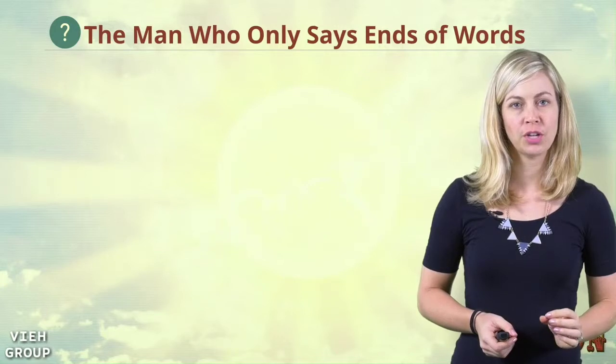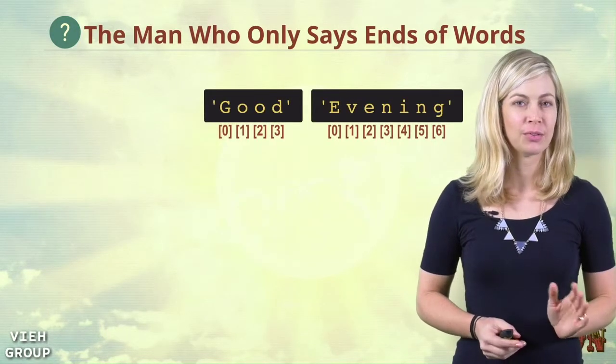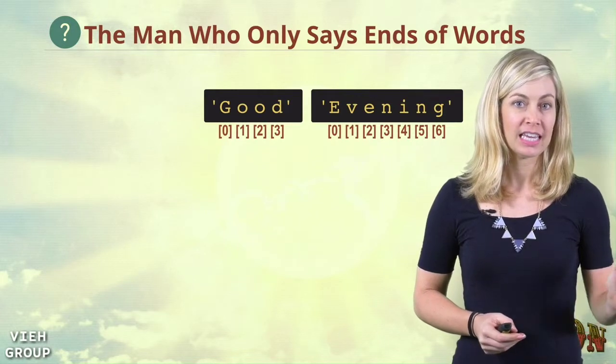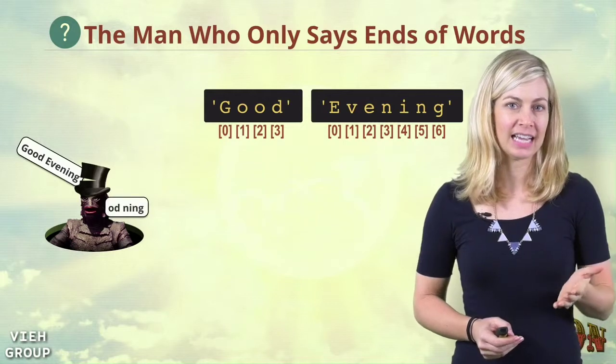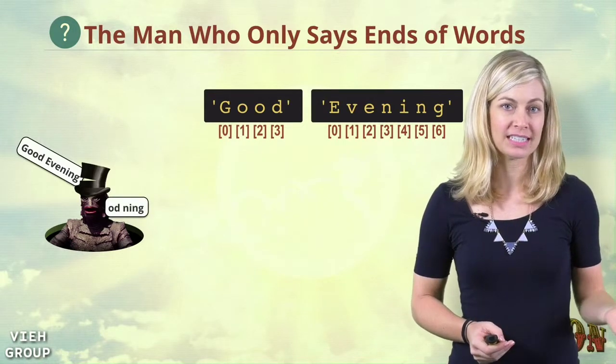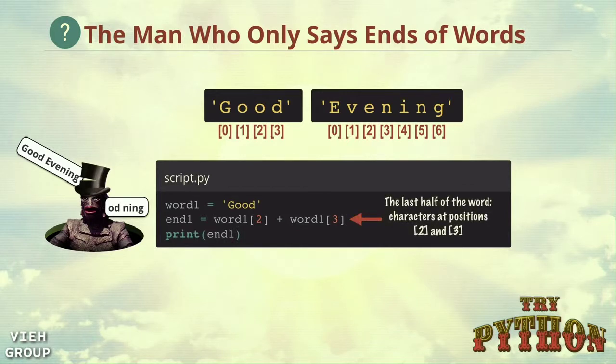Let's use this new knowledge of strings to solve a problem. We know a man that can only say the ends of words. He goes to say "good evening," and what comes out is "odning," and we want to predict what he's going to say. If we look at the first word, good, we can get the last half of the word by concatenating the characters at indexes 2 and 3, storing this into the variable end1, and then we get the result "od," which is what we wanted.